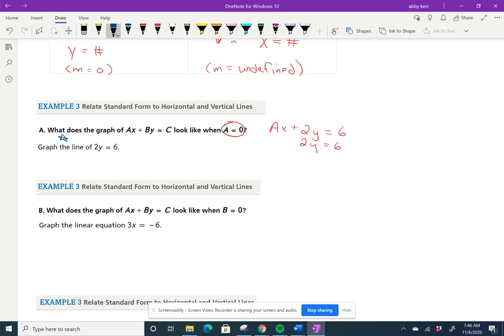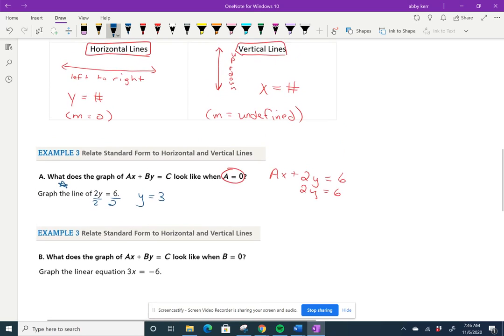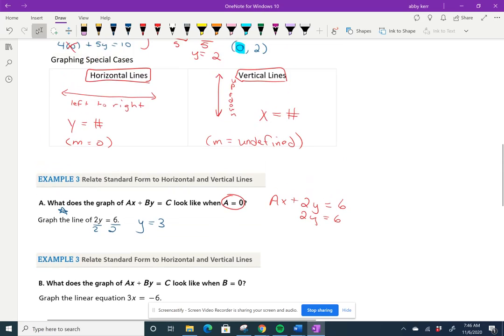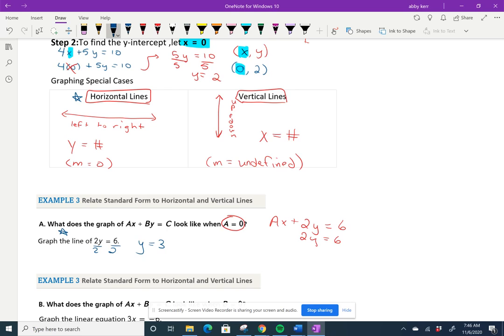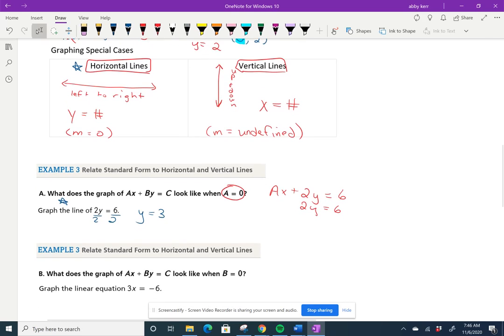So the x's go away. Now we just have the y value. Now we need to solve for y, so we need to divide by 2. And now we have y equals 3. Just like I mentioned here for the horizontal line, it's going to be y equals a number. So we have this y-axis and we have this x. We need to find where y is always 3. We know that the y-intercept is going to be (0, 3).